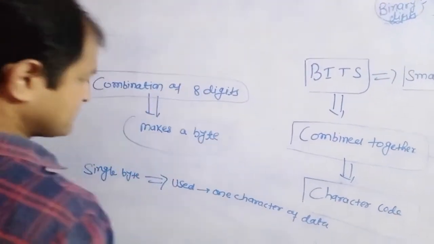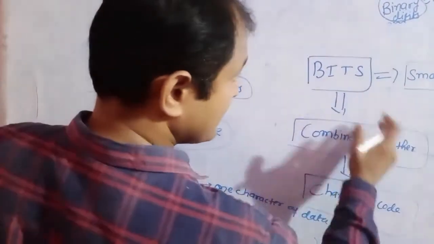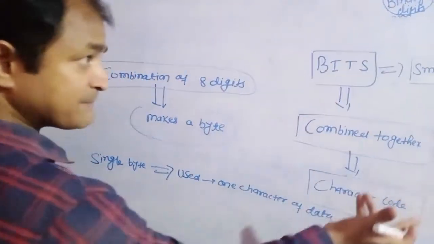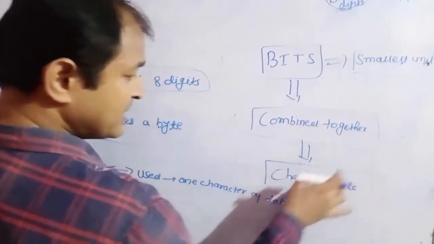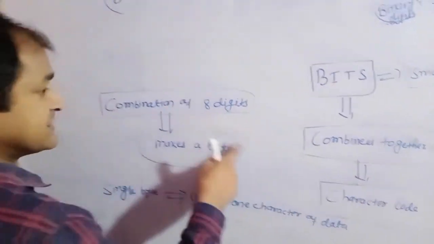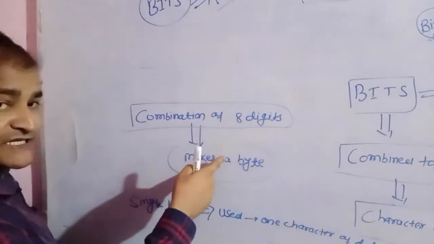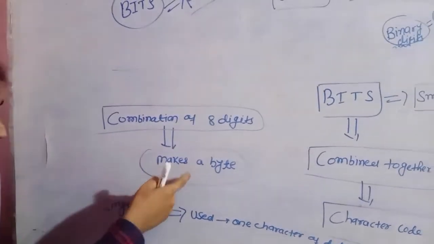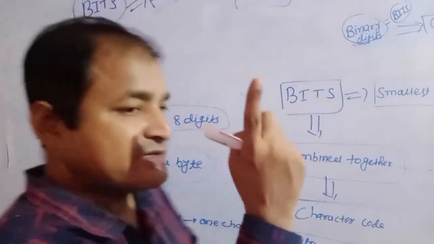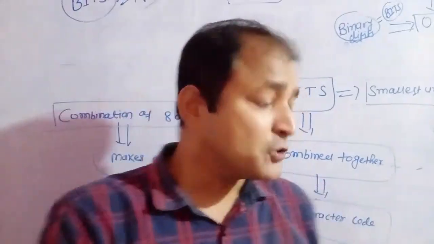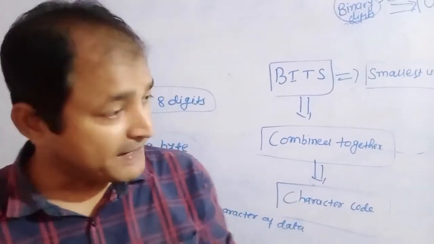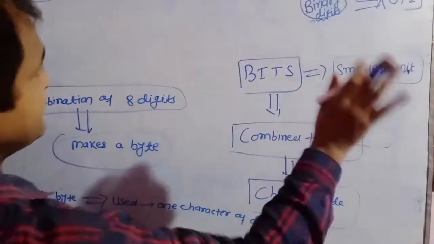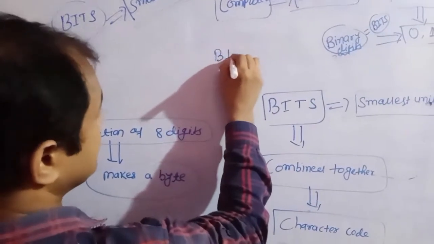If anybody asks what is a bit? A bit is the smallest unit of computer memory. Bits combined together form a character code. This combination of 8 digits is called a byte, and a single byte represents one character of data. My dear students, note down bits.